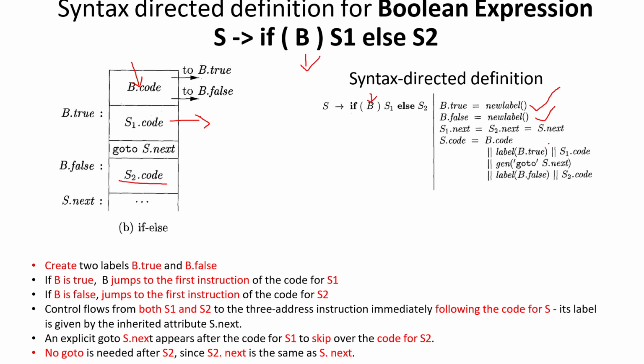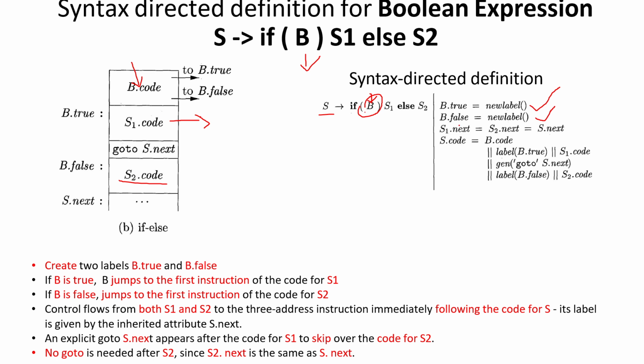Now we will write the syntax directed code. First we evaluate the S dot code. S dot code equals B dot code. We evaluate the B dot code. There are two possibilities, either it may be true or it may be false. If it is true, it will go to the label B dot true. If it is false, it will go to the label B dot false.